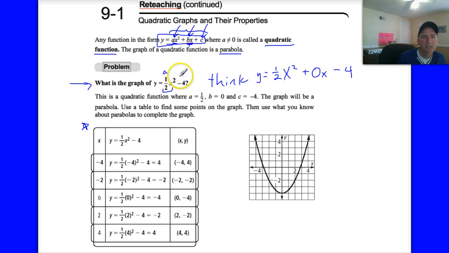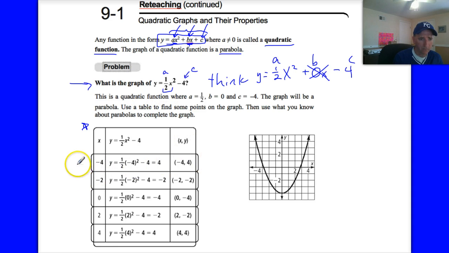So b just isn't there, but c is. This negative 4 is the c value. Okay, here's a, here's b, here's c. Since it's 0x for b, they're just not going to write it on there. Now, the good news is these are a lot easier to graph than if we had b in there. Those are a little more complicated.